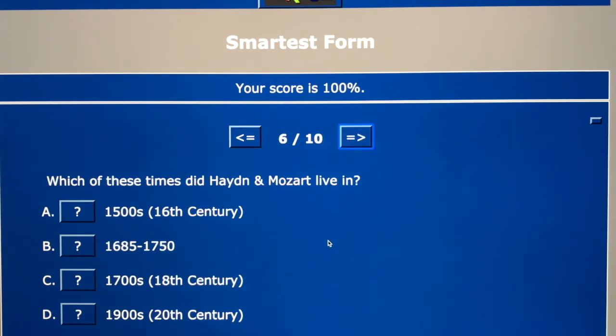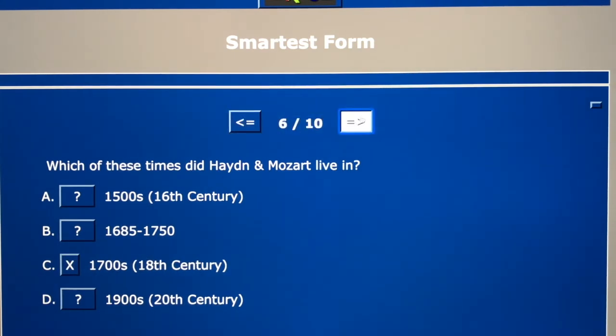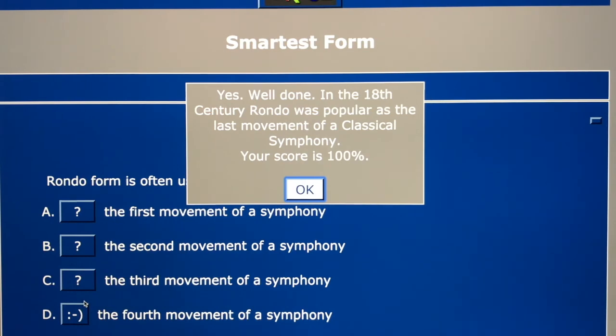Question number 6. Haydn and Mozart lived in the 18th century, 1700s. Yes, well done. Question number 7. Now, rondo form is often used for the 4th movement of a symphony. Yes, well done. In the 18th century, rondo was popular as the last movement of a classical symphony.